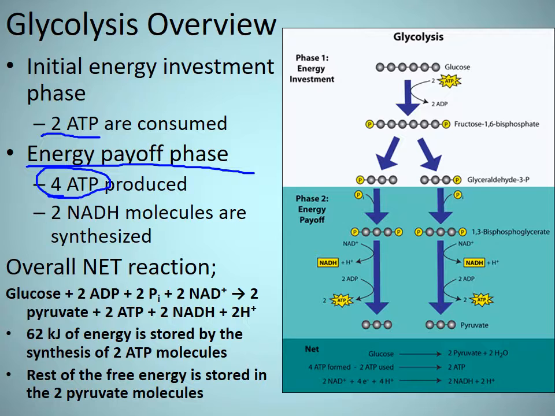Now, because we used 2 and we formed 4, the net ATP production of glycolysis is only 2. So when I say the net, even though there's 4 ATP produced, the net ATP produced is 2. All right, and essentially the 2 ATP that were produced as a result of glycolysis, or the net ATP, will actually be used to start this whole cycle over again, the whole glycolysis cycle over again. Okay?